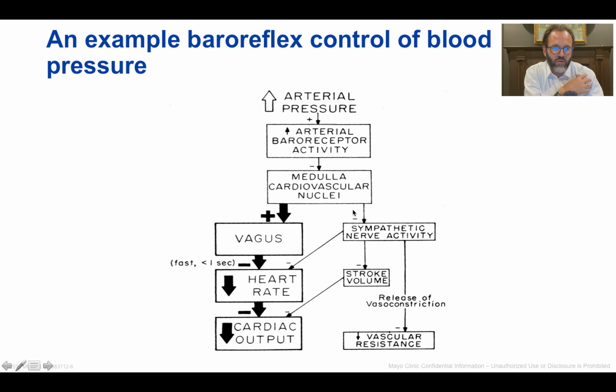And then also that is going to result in a reduction in sympathetic nervous system activity. That will result in a loss of the activation of beta-adrenergic receptors in the heart and predominantly reduced stroke volume. And in parallel, have a release of vasoconstriction and reduction in vascular resistance, all of which are serving as a negative feedback loop to attenuate those increases in blood pressure that are sensed at either the carotid or aortic baroreceptors. Okay.